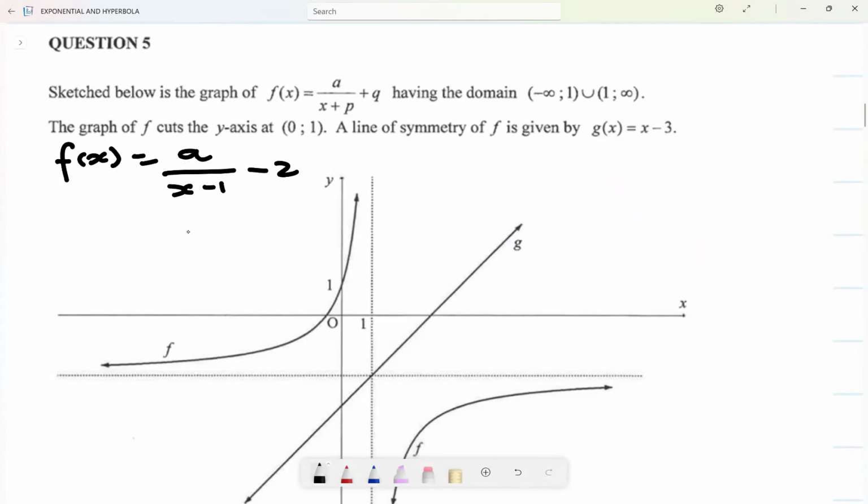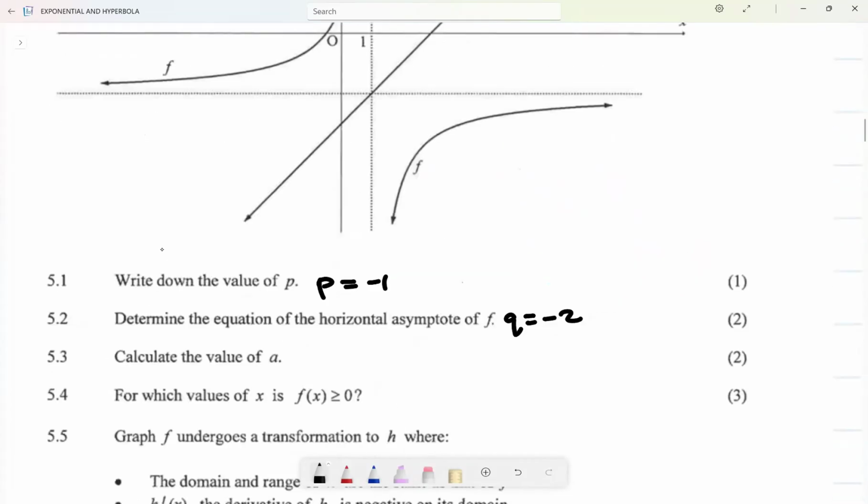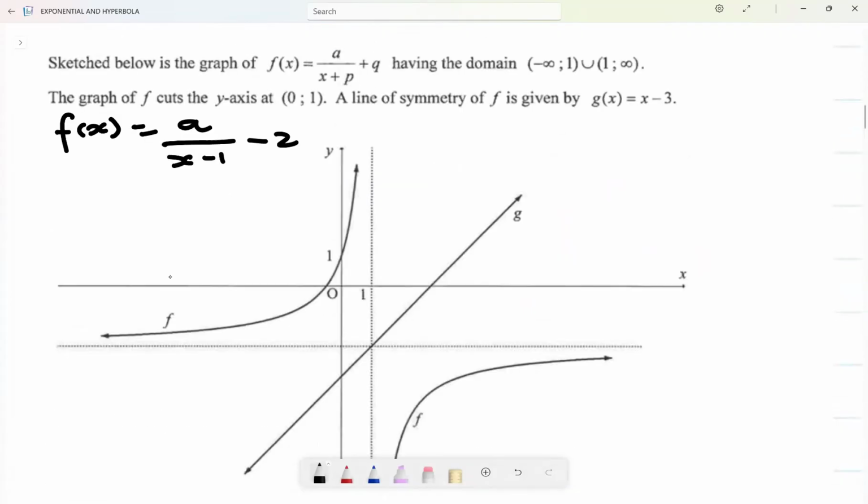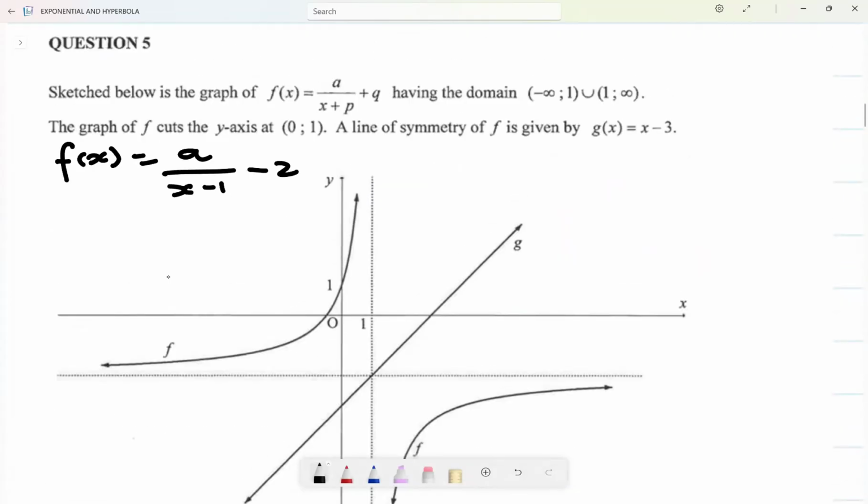Why? Because I have a point on the graph which is (0, 1). But let's see if they want it now. Calculate the value of A. Guys, this was a fairly beautiful question. I was writing it, by the way. So the value of Y here, I have a point on the graph which is (0, 1).